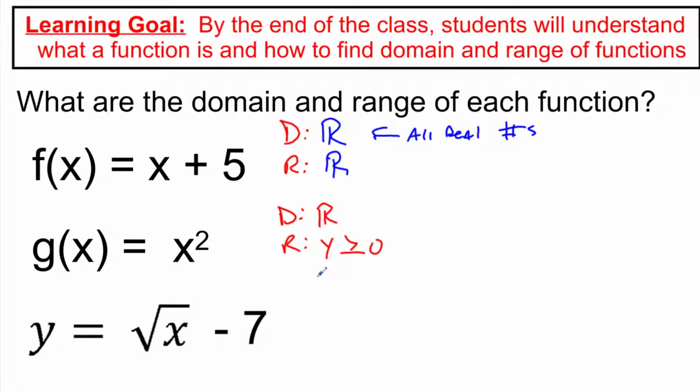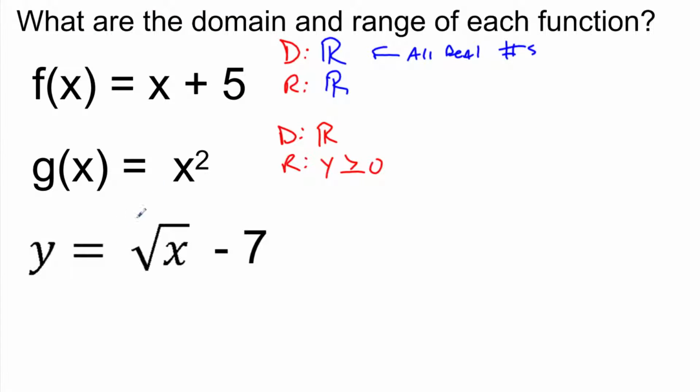Okay, so let's talk about this last one. This last one's the tricky one: square root of x. Is there anything that I'm not allowed to plug into the square root of x? And the answer is yes, there's a bunch of numbers that we're not allowed to plug in here. I'm never going to be able to plug in negative numbers. So I'm going to say my x's have to stay greater than or equal to 0. I can take the square root of 0.